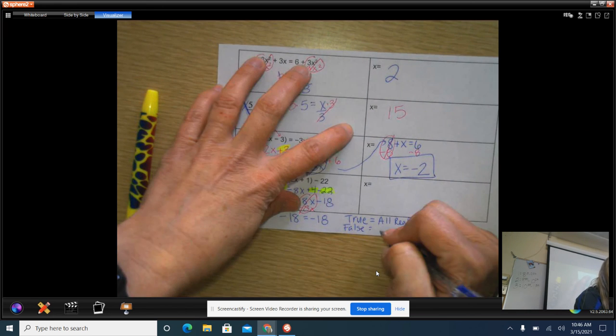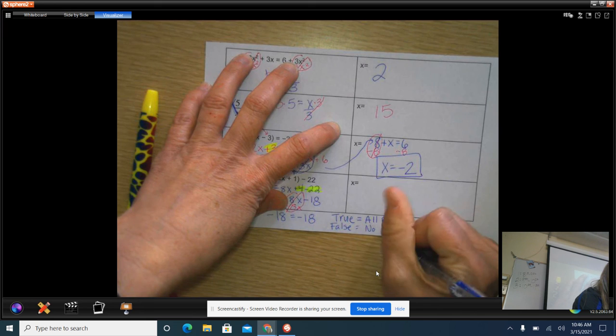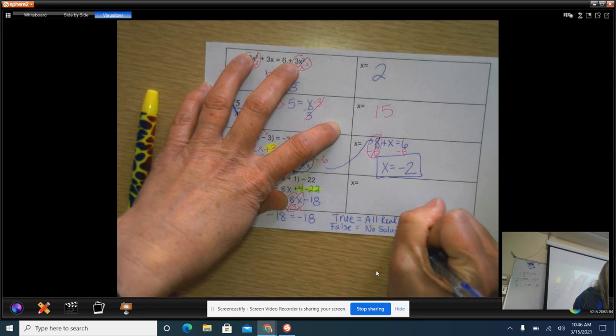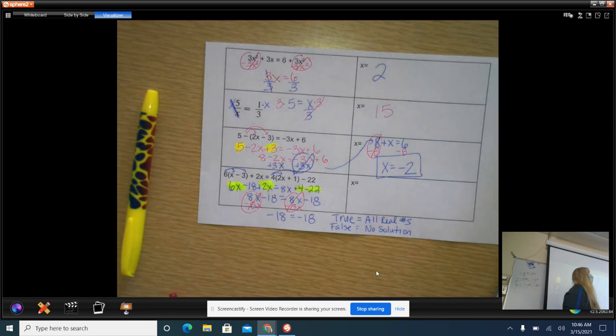All right? So once your letters fall away, if it's true, your answer is all real numbers. Now, what all real numbers actually means in math means I can plug any number in the universe in for x, and it's going to make this statement true. I can plug in a 1. I can plug in a 5. I can plug in a negative 22, and it's going to make it true.